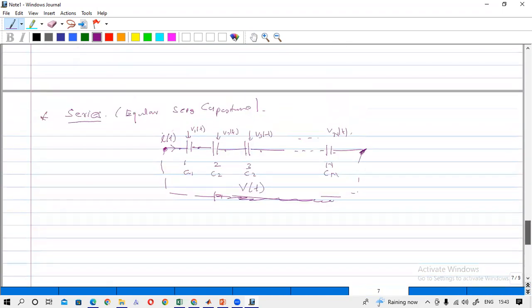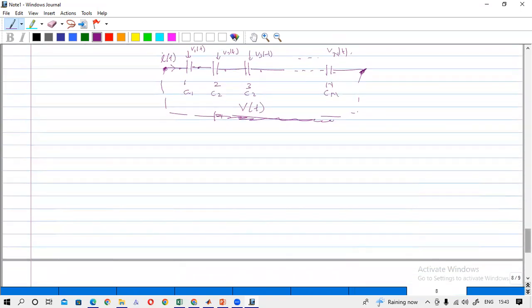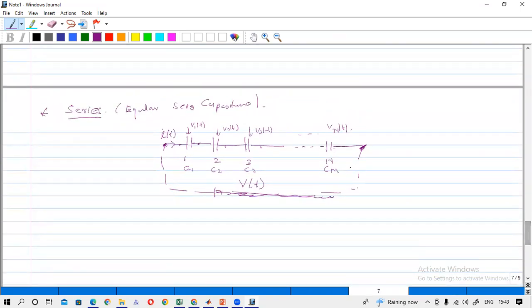Now we will try to find an expression for the equivalent capacitance. Equivalent capacitance means if you replace all these capacitors by one capacitor, the value of this capacitor is the equivalent capacitance. So the voltage should be Vt, the same voltage, and the current should be the same current It.